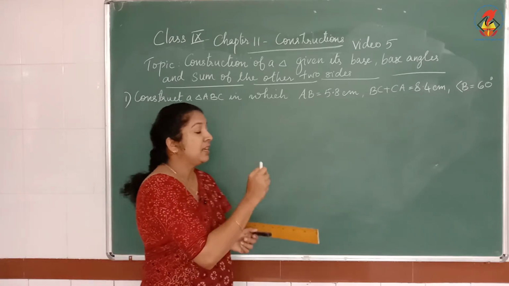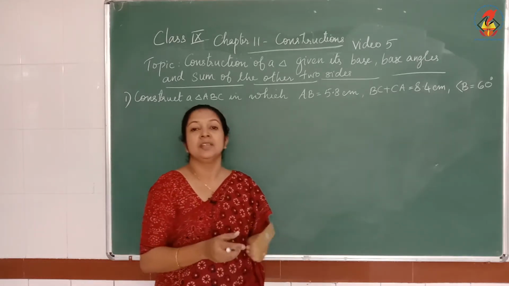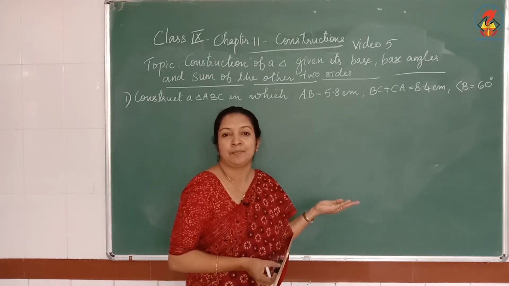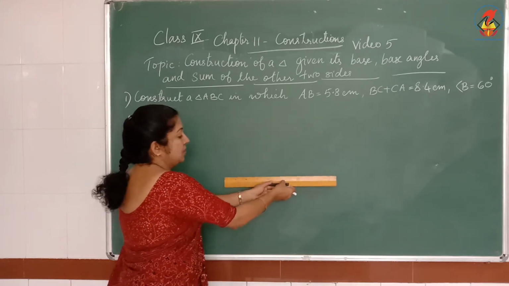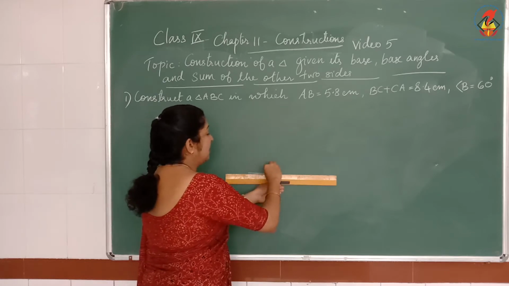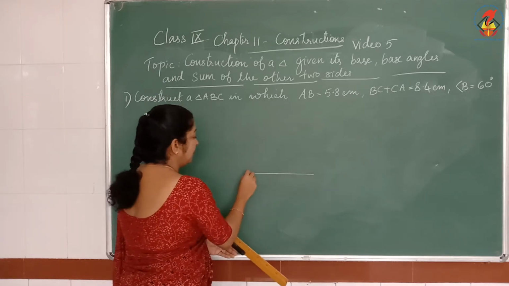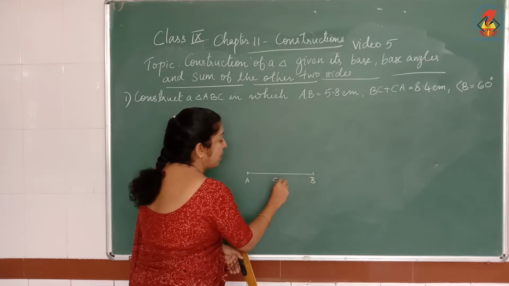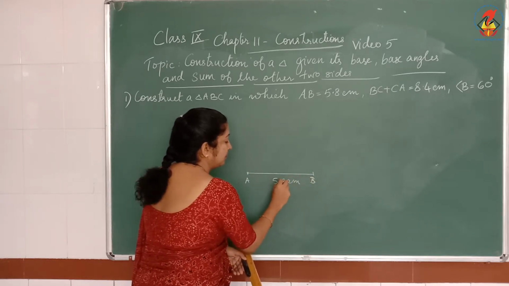I am not taking this 5.8 itself because if I take that it will be very small, so you will not be able to see. So I am just drawing one line AB and I am marking this as 5.8 centimeter.